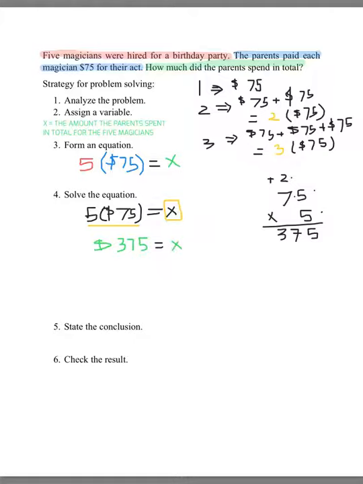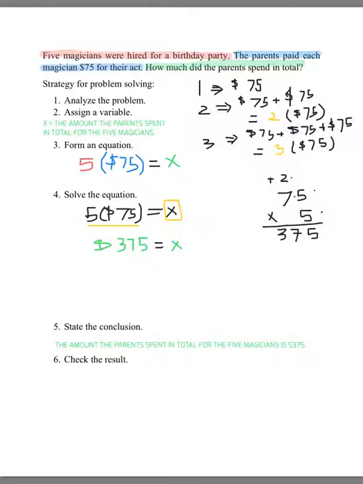So now that we know the value of x, let's actually state our conclusion clearly. Now the question to be answered was, how much did the parents spend in total? And the way we're going to state our conclusion is going to be directly based off of that. So we're going to have the amount the parents spent in total for the 5 magicians is $375. Again, that is the question reworded in the form of a statement. The last step is we're going to go ahead and check our results.